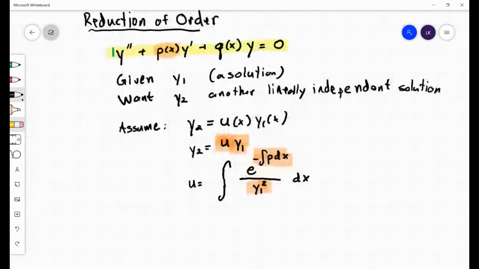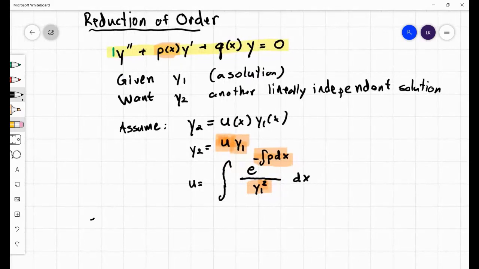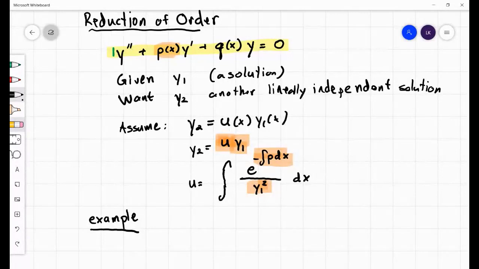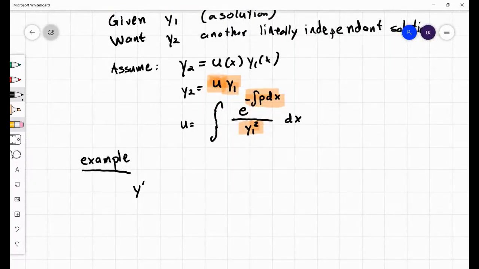So here's an example of using reduction of order. We're going to take the second-order ordinary differential equation with constant coefficients. It's homogeneous, the right-hand side is 0. And I want to give you that one of the solutions to this equation is e to the 3x. So x is our independent variable. And we want to find a second solution.